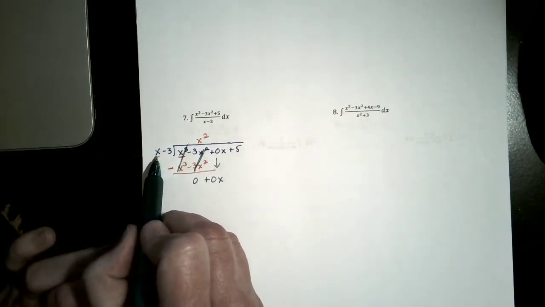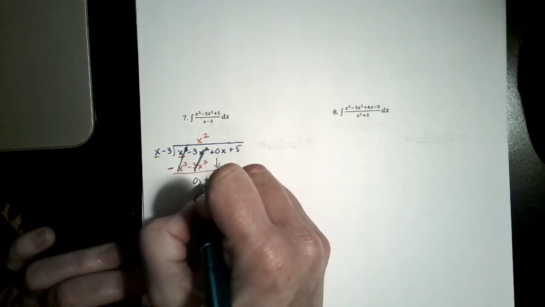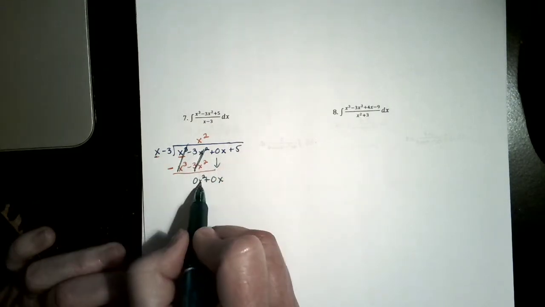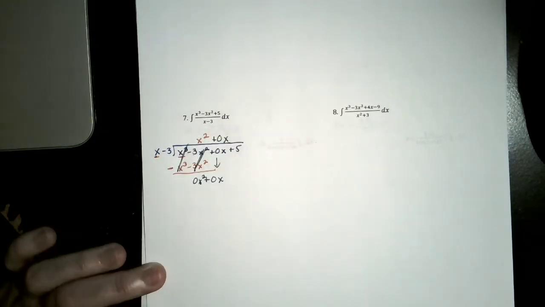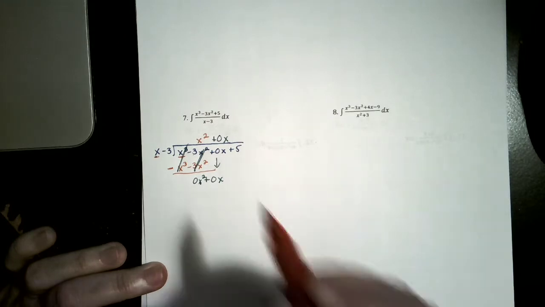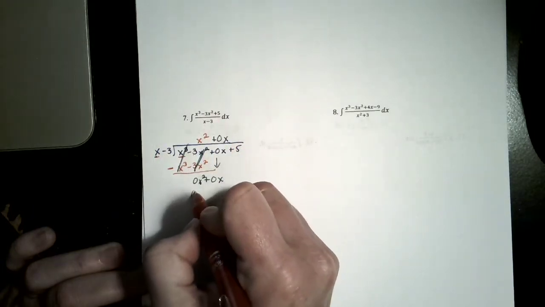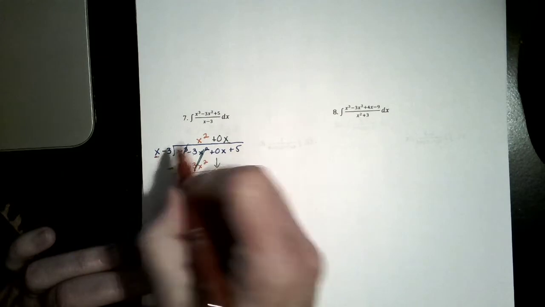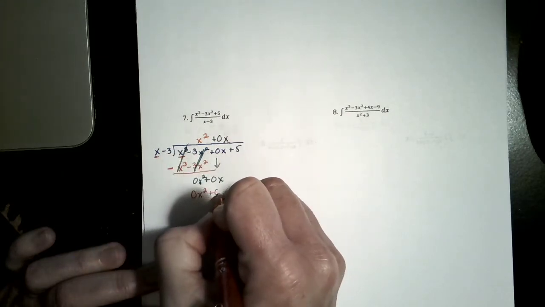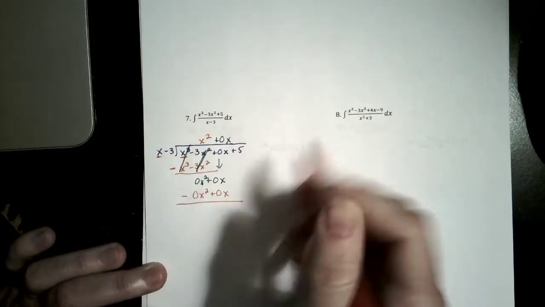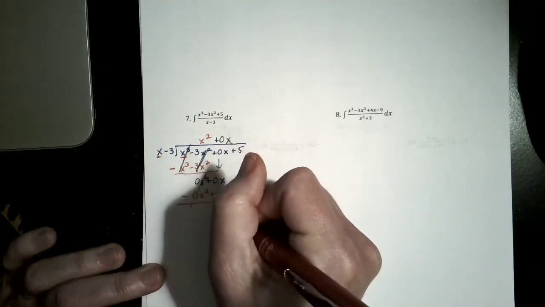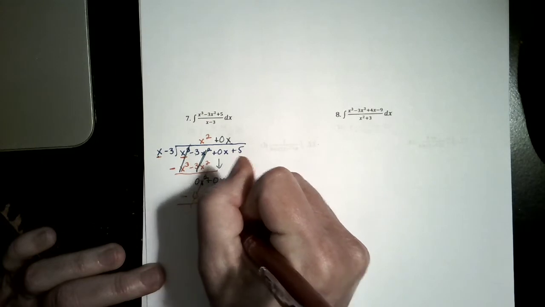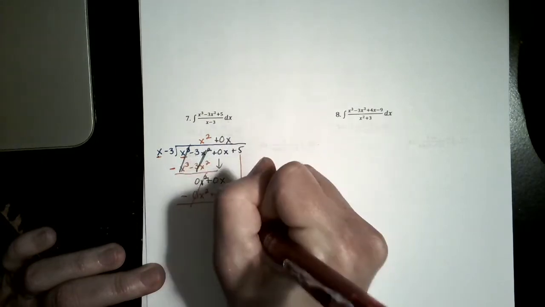Well, what can I multiply x by to get 0? I'll call it 0x squared. What can I multiply x by to get 0x squared? Well, if you said 0x, you would be absolutely correct. Okay, so now I'm going to do 0x times x, which is 0x squared, 0x times negative 3, which is also 0x, and I subtract. Don't be afraid to write all the zeros in there. These guys cancel. 0 minus 0 is still 0x, and I bring the 5 down.